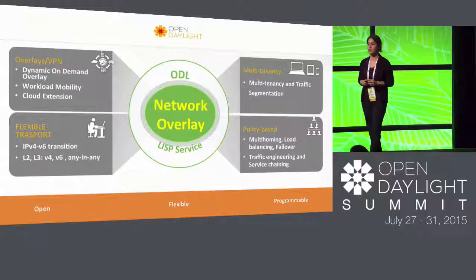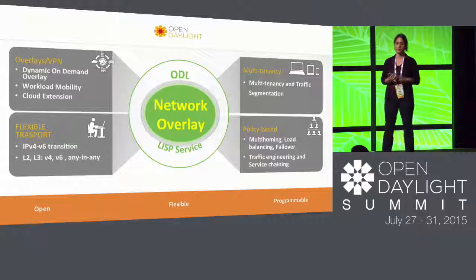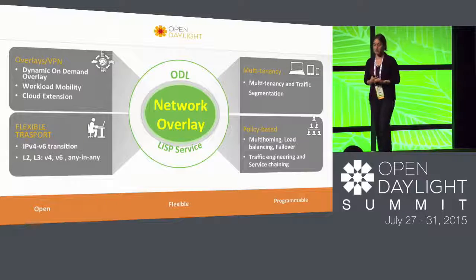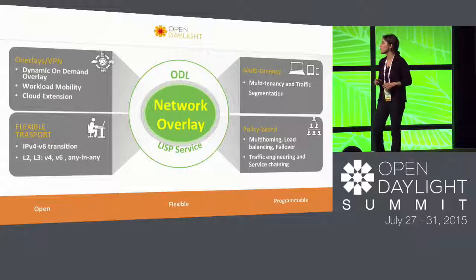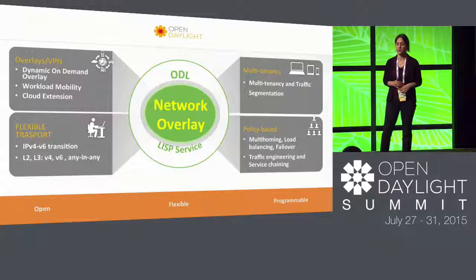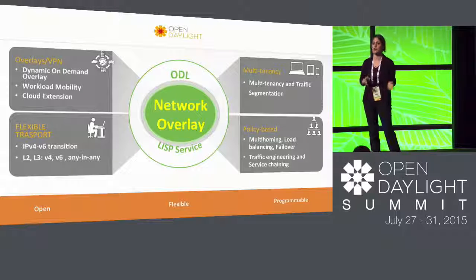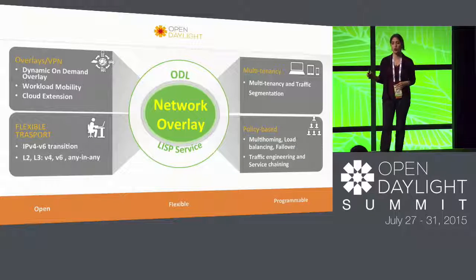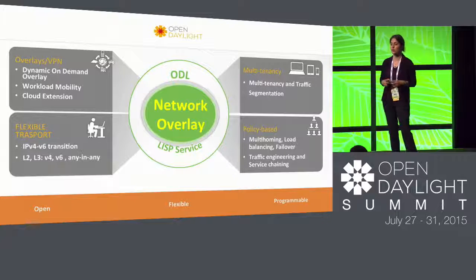The next use cases are around flexible transport. So layer 2 overlay support, layer 3 overlay support, and IPv4, IPv6 support, as well as IPv6 transition scenarios. For IPv6 transition, we have multiple scenarios that we can look at. One would be having your IPv6 customer address space over a v4 core, or you can have a v4 site going over a v6 core.